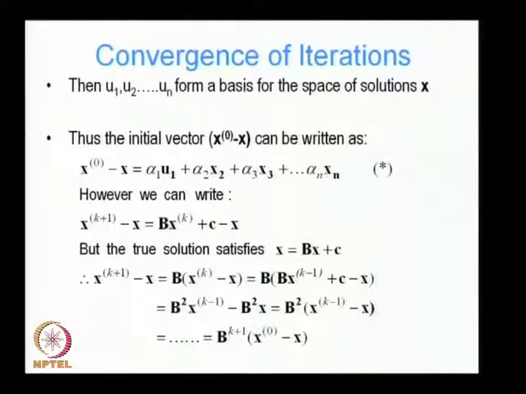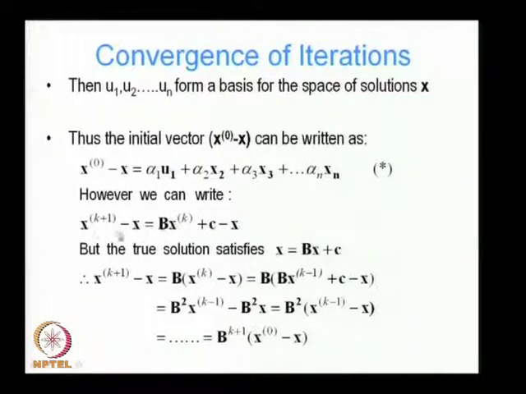Thus, the initial vector x0 minus x, which is a vector of dimension n, can be written as some constant alpha 1 times u1 plus alpha 2 u2 through alpha n un. So, x0 minus x, where x0 is my initial assumption and x is the true solution, is my initial error, which I can write as a linear combination of the eigenvectors of B.